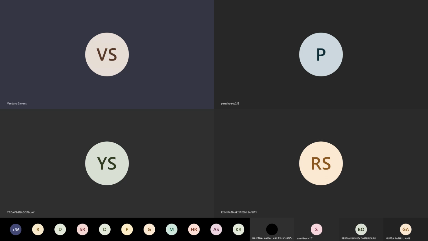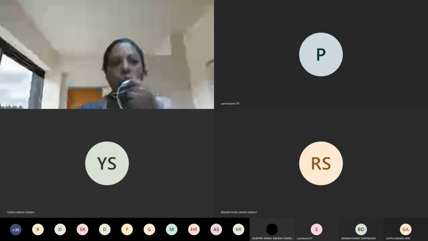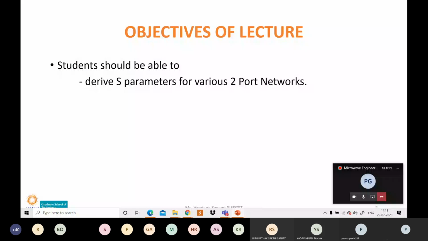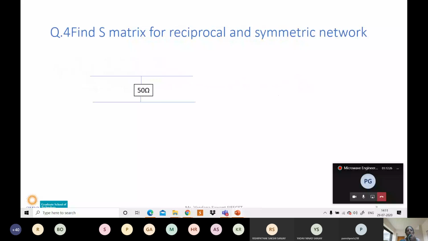So today also we are going to calculate the S parameters for a network. The objective of today's lecture is that students should be able to derive S parameters for various two-port networks. I have given you one sum to solve, where instead of Z we have put the value 50 in the network, and the network is the same, that is, it is reciprocal and symmetric. For this network we have to find out the S parameters.